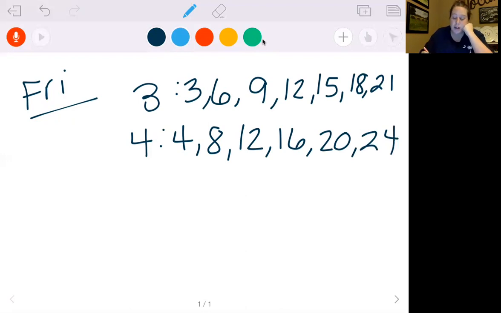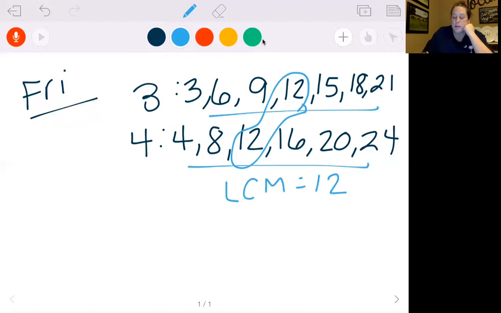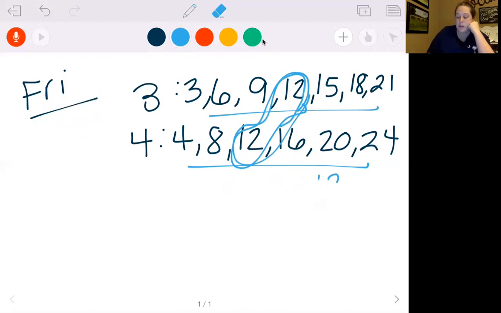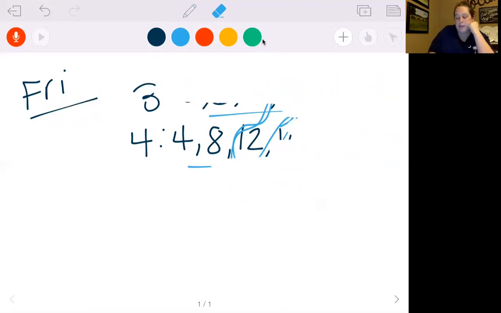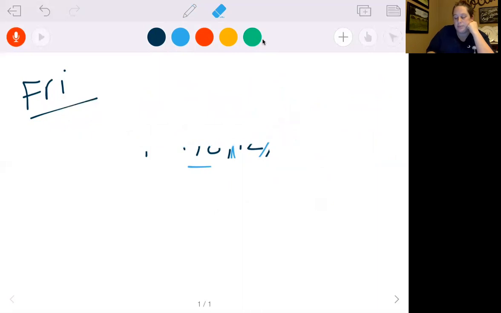So now I'm going to look and see what is the smallest number they share, and I see it's 12. So my LCM is 12. So these are my multiples. The smallest one they have in common, L is least, is 12. So that's my answer. It's really not bad at all. I think these are so much easier than GCF, and you'll have a pretty easy time with these.